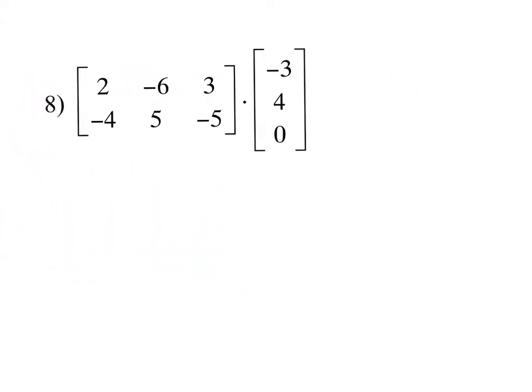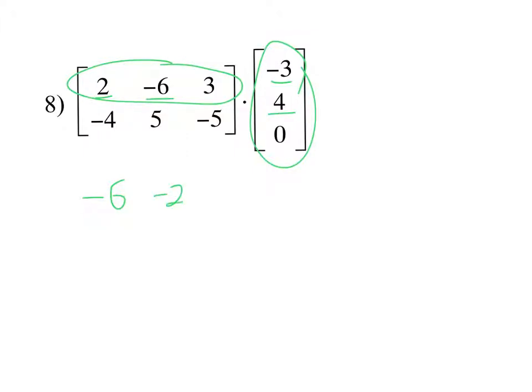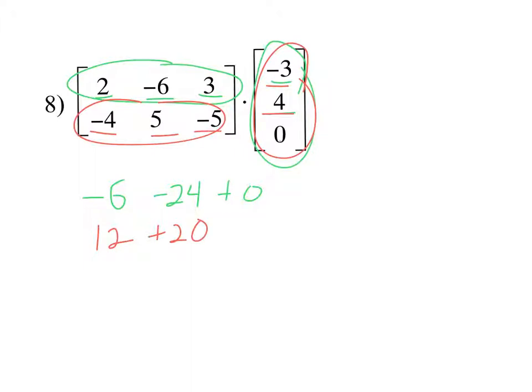Number 8, row by column. So we're going to have 2, I'm going to do this one out just so I can keep track of stuff. 2 times negative 3 is negative 6. Negative 6 times 4 is negative 24. And 3 times 0 is 0. And then row 2, column 1, negative 4 times negative 3 is 12. 5 times 4 is 20. And negative 5 times 0 is 0. That's going to give me a matrix that is a 2 by 1. That's negative 30 and 32.